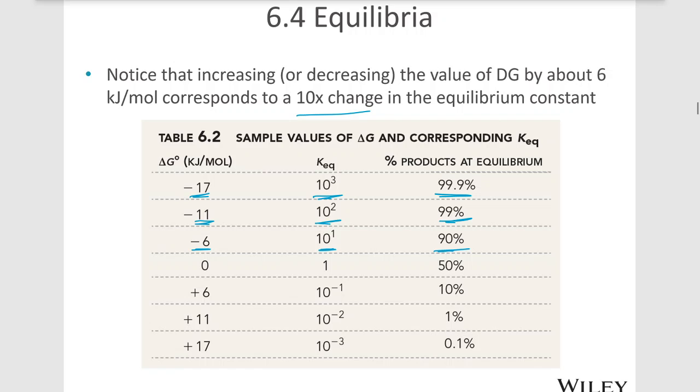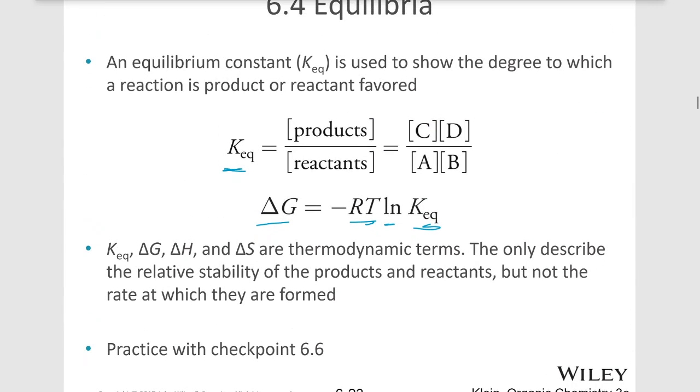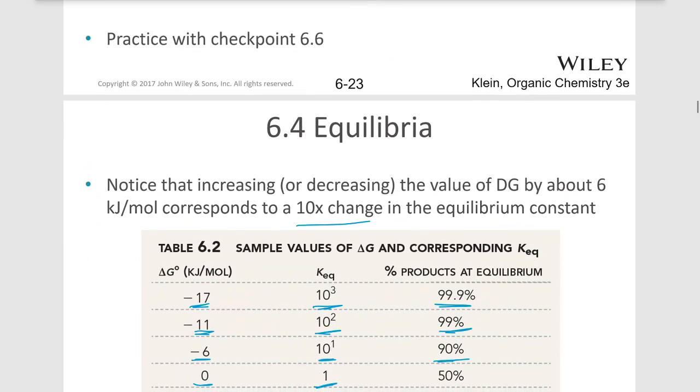And this is an important one here. If our delta G is 0, then our KEQ is going to be 1, according to that equation that we just saw here, okay? If delta G is 0, then our KEQ is going to be 1.